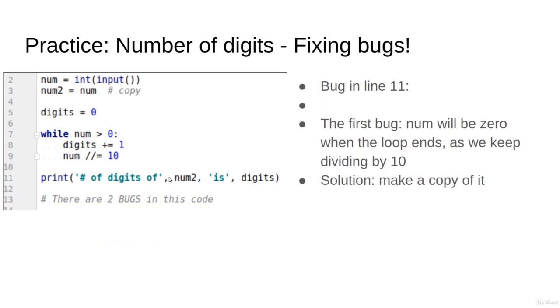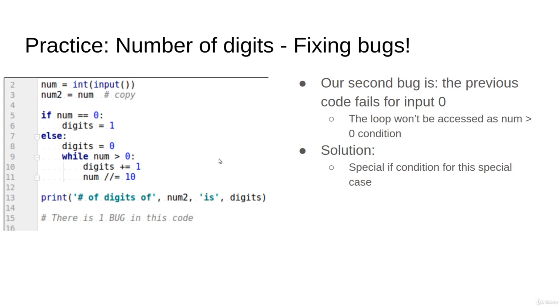So the idea is very simple. We are going to take a copy of num before starting this division process. And here we are going to say number of digits of num2, which will have a copy of the original value, is 5. So this way we solve the problem. So there are still 2 bugs in this code. Try to figure them out.